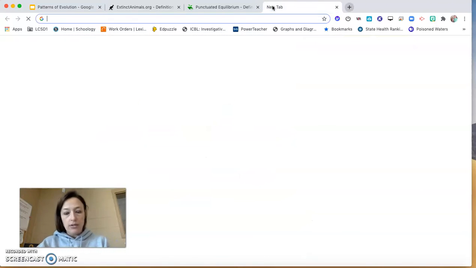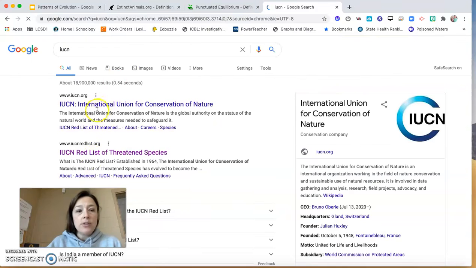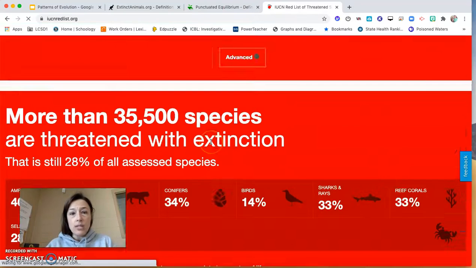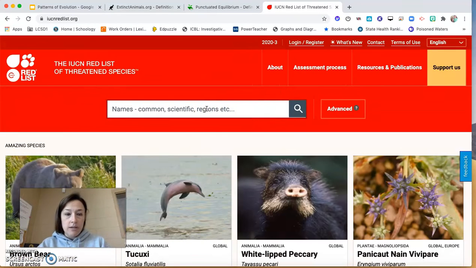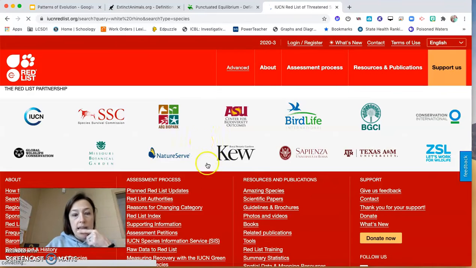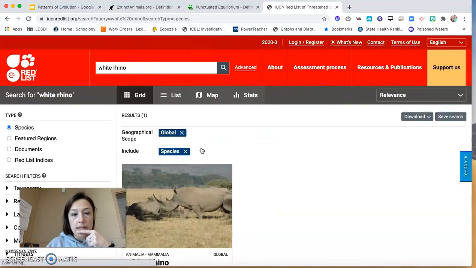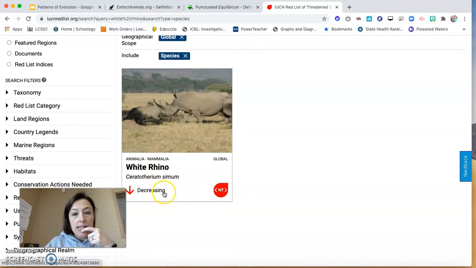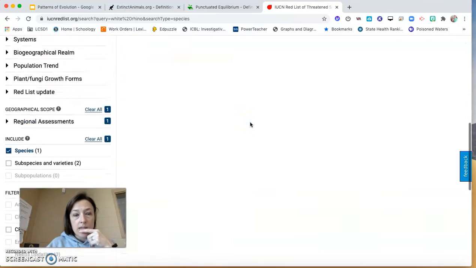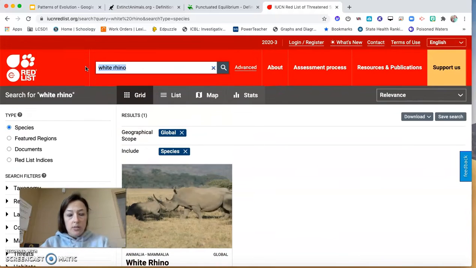You can also go to the IUCN Red List of Threatened Species, and you can type in any species you want and see how they're doing, like the white rhino. Let me pull that up really quick, and then we'll talk about punctuated equilibrium. So it is decreasing. That's its population status. Usually it tells you, let's do another one.